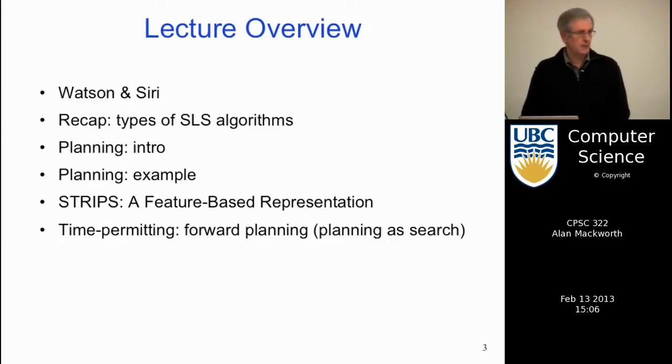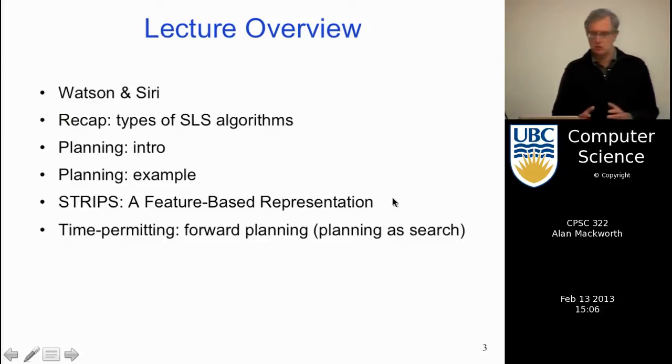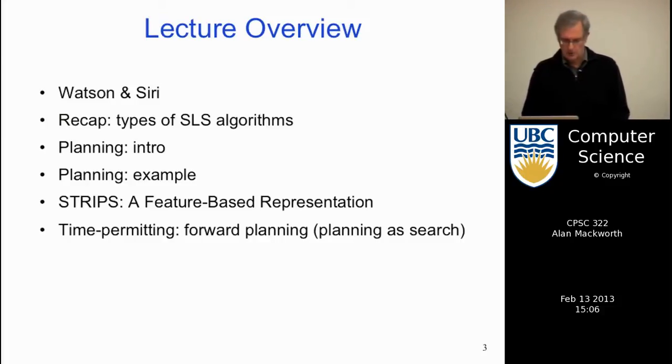Okay. Just one point. I put this in Connect, so I thought I'd flag it here. We're going to talk a little bit more about Watson and Siri, because they're making a lot of news recently. Then we'll recap the last lecture again, briefly. And then we'll talk about an intro to planning and examples, and then feature-based representations, just as we did in CSPs. And STRIPS is a famous planning system, the Stanford Research Institute Problem Solver is what it stands for. It's been around since the 60s. It's amazing, and it's still used. And then we'll talk about planning as search, if we have time for that today. I don't know how we'll do.